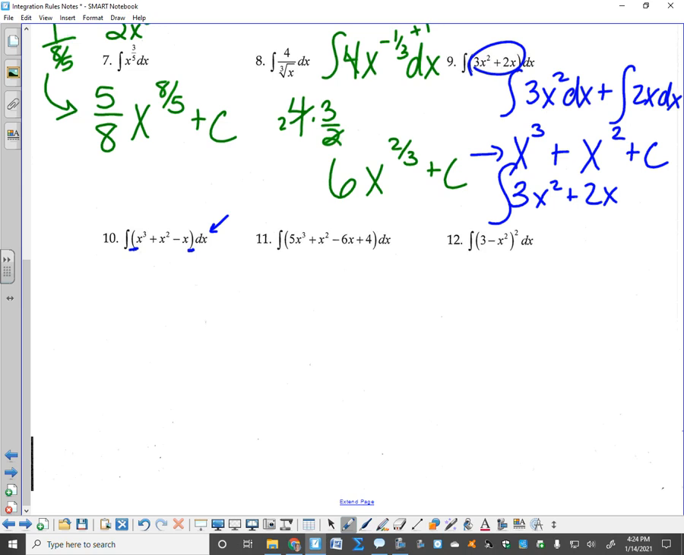All right, so tell you what, pause me and try 10 and 11, but do not try 12. There is no turducken for an integral. So try 10 and 11 and then bring me back in.